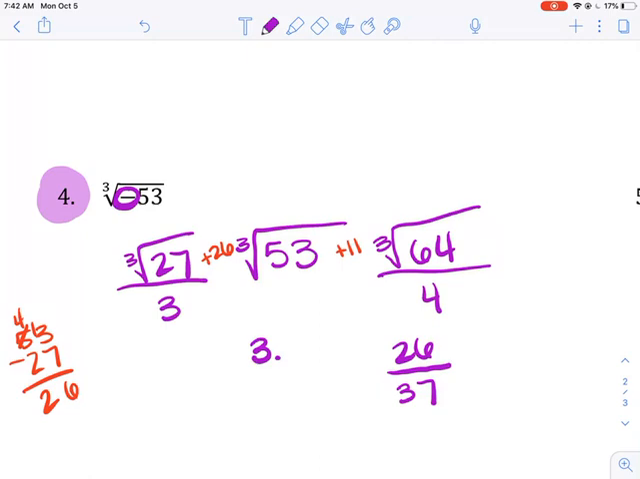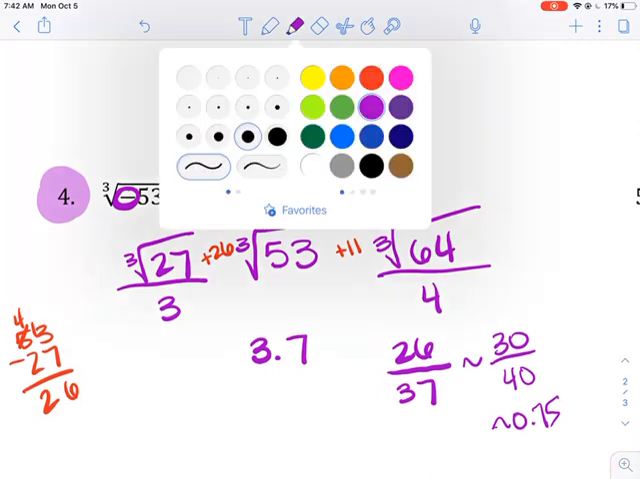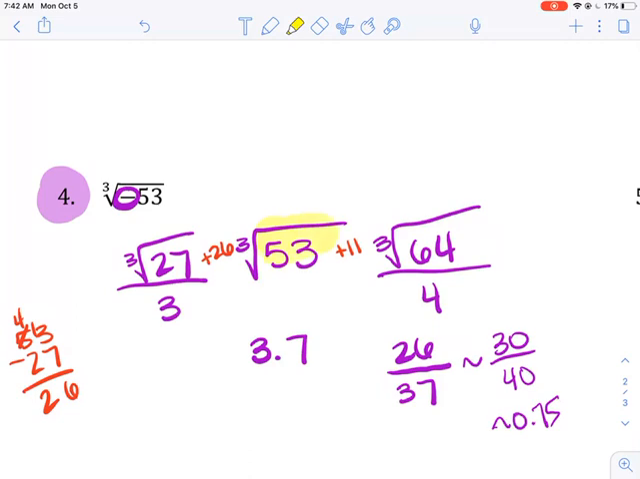So I'm going to say that that's around like 30/40. We rounded both of them up, so it's going to be pretty close. And 30/40 is like 3/4, and 3/4 is kind of like 0.75. So I'm going to either choose 0.7 or 0.8, and I feel like 0.7 is good. So this is approximately what the cube root of 53 is. And we need the negative of that, remember? So I'm going to say it is about -3.7.